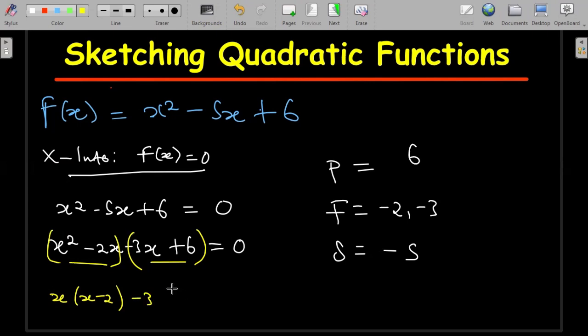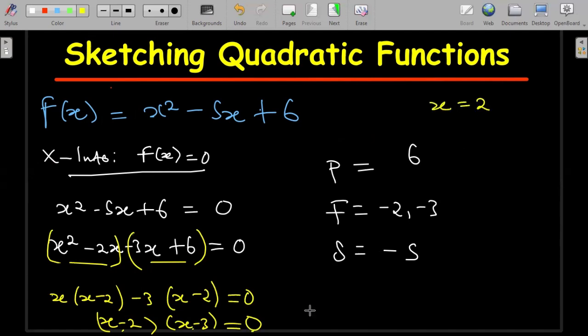Okay, so it means here I'll just remain with x. And then here I'll remain with minus 2 is equals to 0. So it means I have x minus 2 and then x minus 3 is equals to 0. So when I equate this one, I'll get x is equals to 2. When I equate this one to 0, I'll get x is equals to what? 3. So these ones here will be our what?